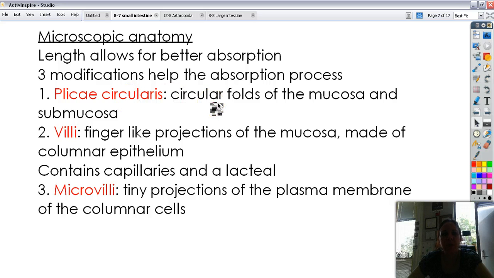These are circular folds of the mucosa and submucosa, which in turn make these things called villi. Villi are little finger-like projections of the mucosa made of columnar epithelium. Inside of the villi, what we find are capillaries, little arteries and veins that carry blood to and away from the villi, and something called a lacteal, which has to do with your lymphatic system. Then we have microvilli, which are just teeny tiny little projections on top of the villi, almost like cilia in a way, sticking out from the columnar cells.